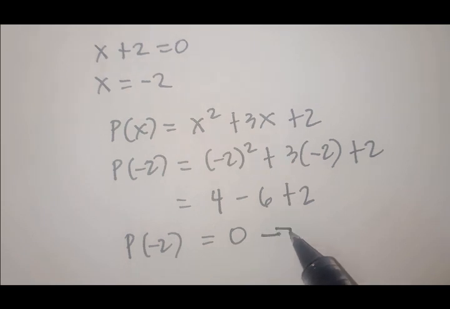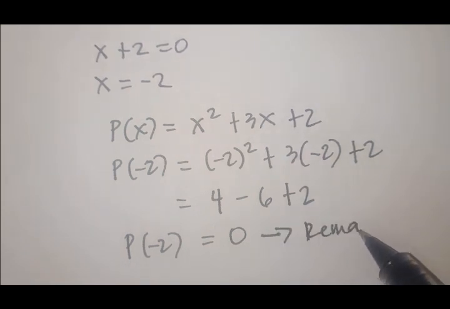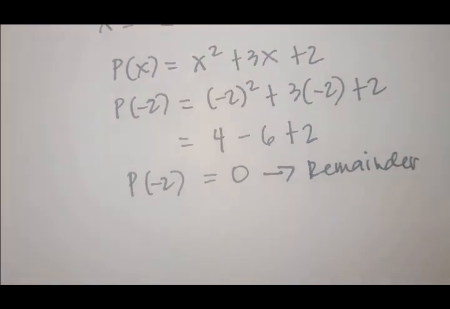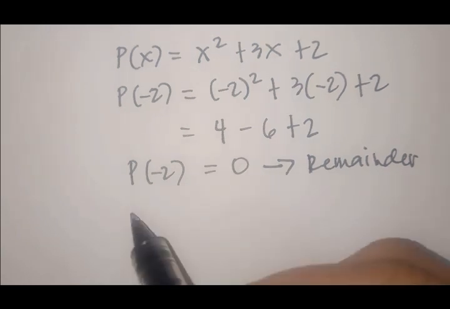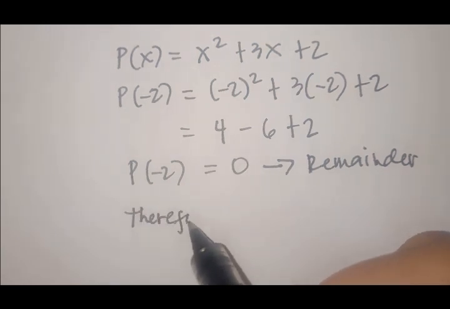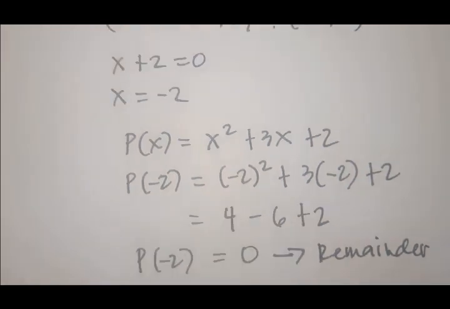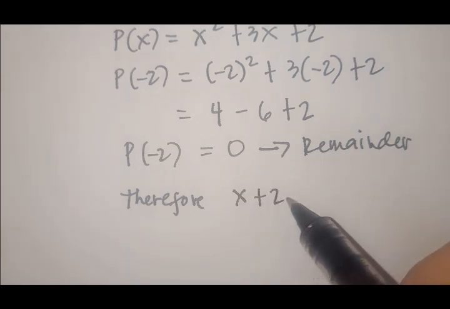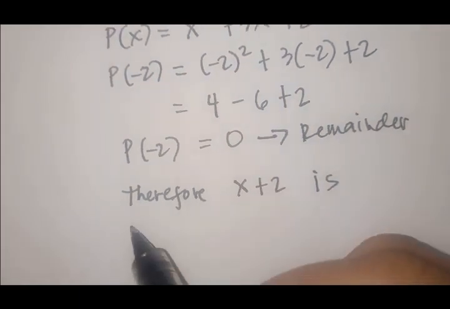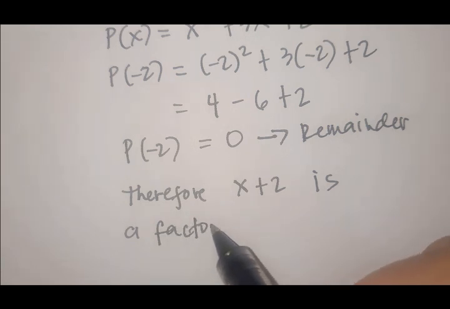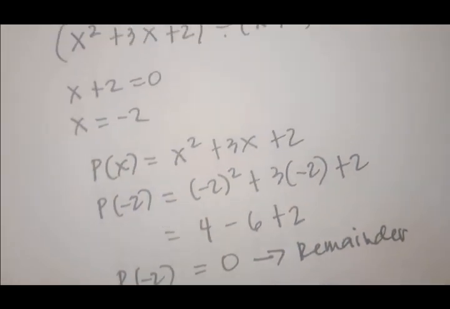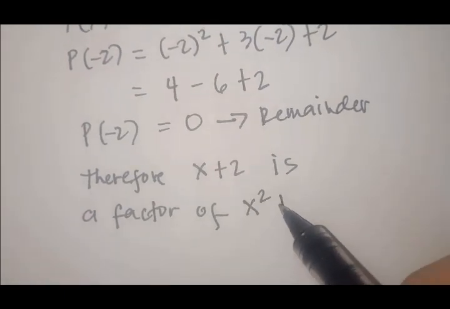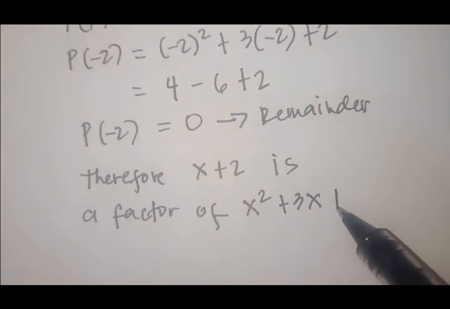As you can see, yung remainder natin ay equal sa 0. So, kapag ang remainder natin ay equal sa 0, it means, therefore, the divisor x plus 2 is a factor of your dividend, which is x squared plus 3x plus 2.